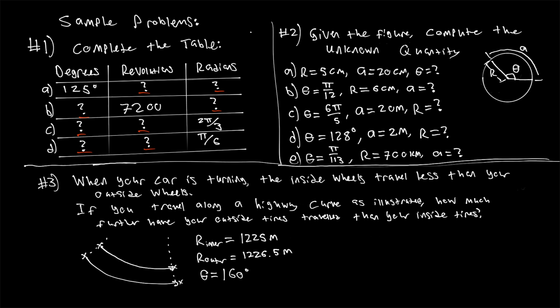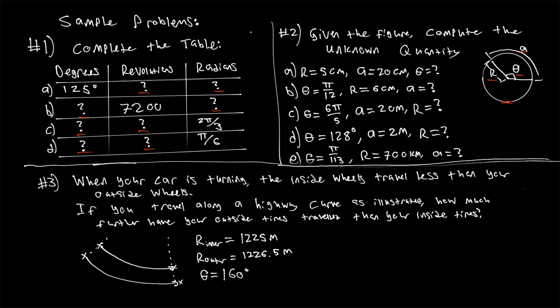Question number 2, you're given a figure. This figure, it's a pretty figure. It took a long time to draw it. You're asked to find the unknown quantity. So you're given a radius r, an angle theta, and an arc length a. So based on what you're given, either a radius and an arc length, or an angle and a radius, or an angle and an arc length, you're asked to find the unknown quantity, the one that's not given.